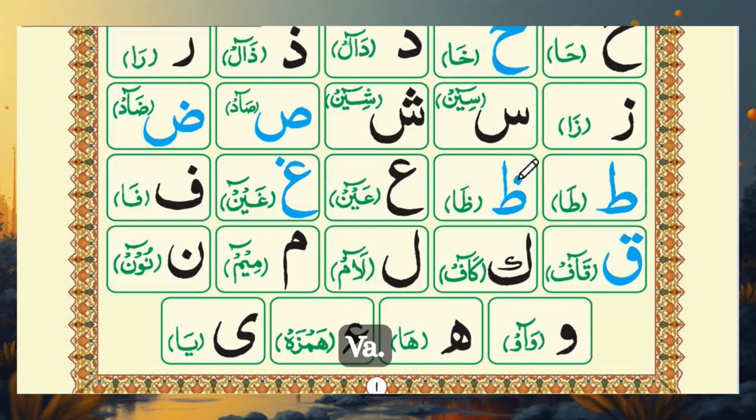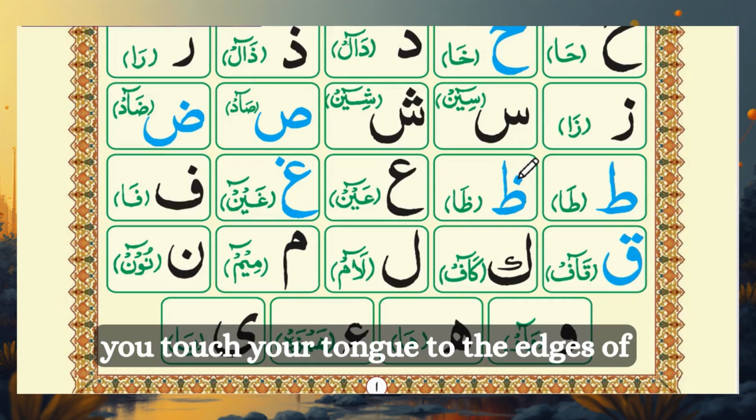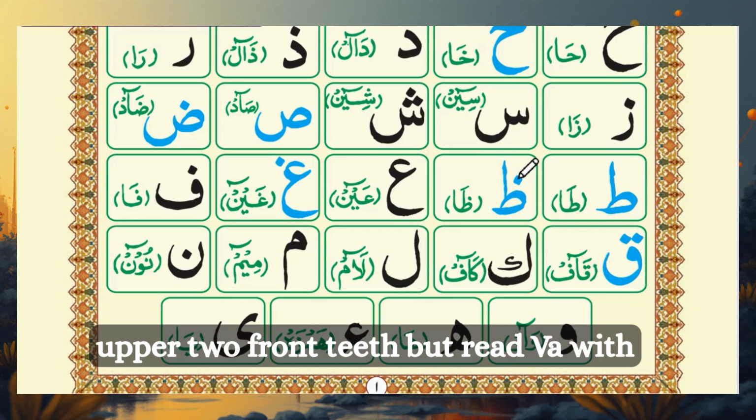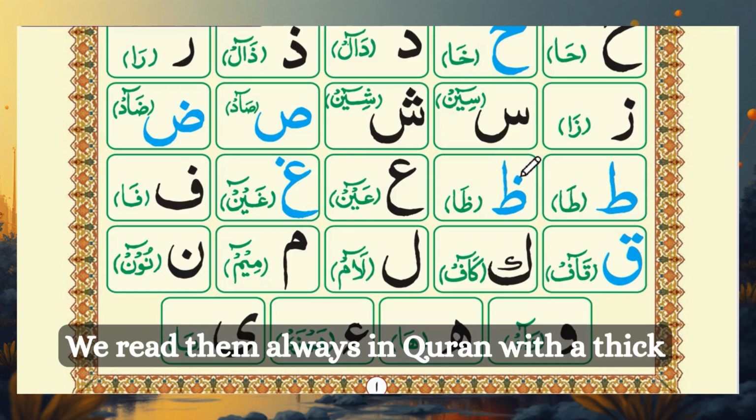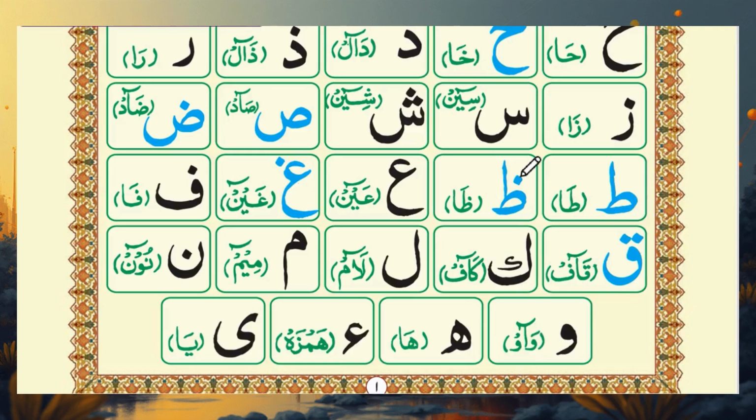Zaw. You touch your tongue to the edges of the upper two front teeth, but read zaw with a thick voice, because sod, dod, taw, and zaw are thick voice letters. We read them always in the Quran with a thick voice in every condition.